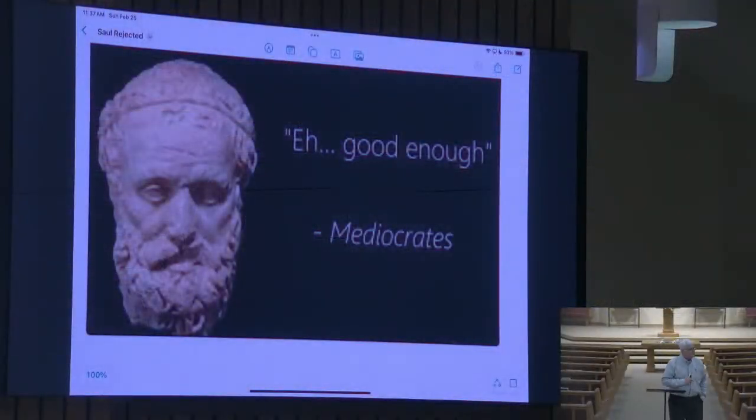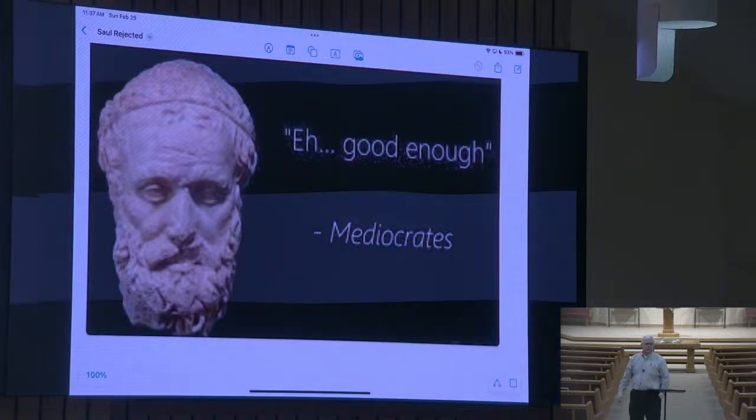There is a Greek philosopher known as Mediocrities. That seems to be what motivated Saul. That's good enough. We keep a few for ourselves. Why would the Lord care? We got close enough. Good enough doesn't count with God's commands.